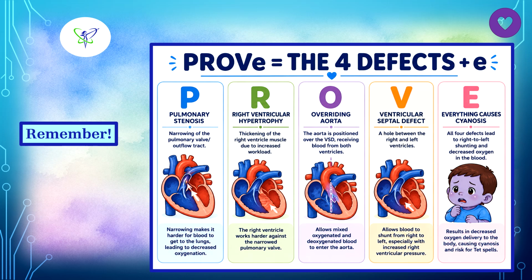And once again for the defects: P, pulmonary stenosis; R, right ventricular hypertrophy; O, overriding aorta; V, ventricular septal defect; and E, everything causes cyanosis.